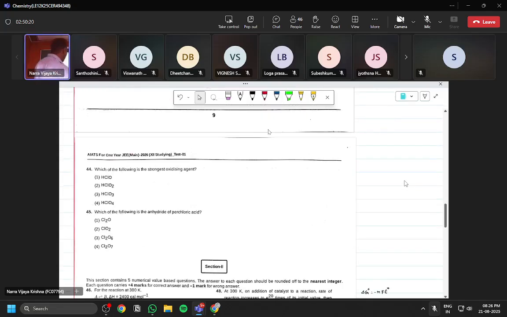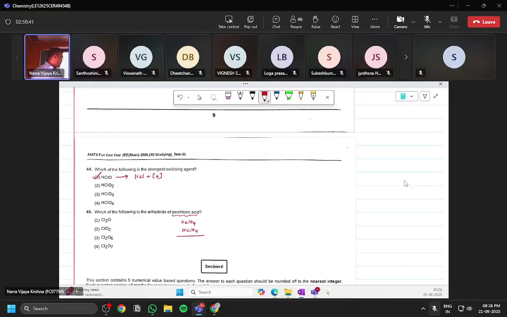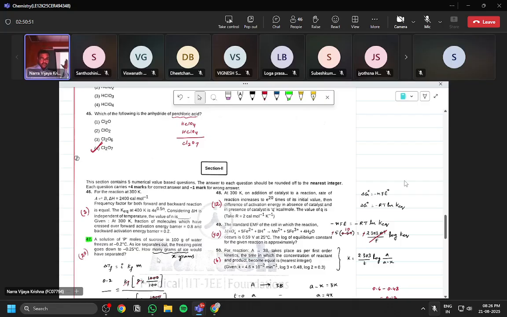Which of the following is the strongest oxidizing agent? HClO. It readily decomposes to form HCl plus nascent oxygen. Correct? Which of the following is an anhydride of perchloric acid? Perchloric acid means HClO4. Anhydride means take 2 molecules, remove water. If I remove water, what will you get? Cl2O7. Correct? Anhydride. Next one. Over. Right? We are done with this paper.